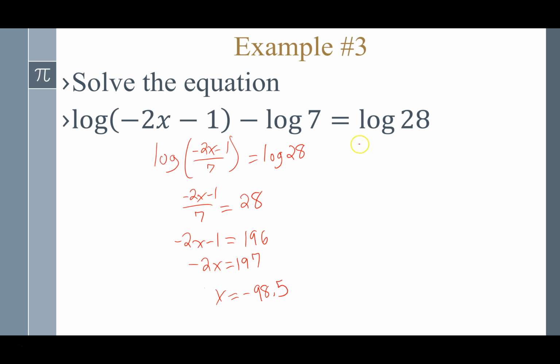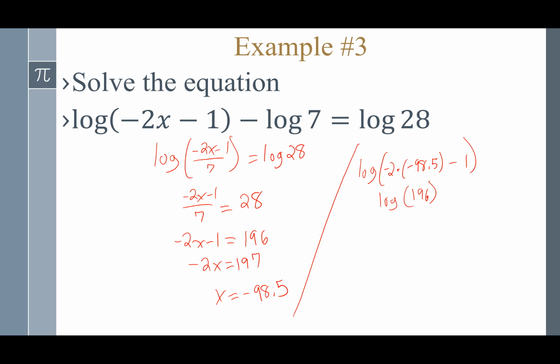Again, always plug back in just to make sure it makes logical sense with the logarithm. So log of -2 times -98.5 minus 1. And this becomes log, well, negative times a negative is a positive 197, minus 1 is 196. And if we condense that by dividing by 7, you'll get 28, and we're okay. The key really is making sure the inside of the log is not negative or 0. Assuming your algebra is all solved correctly, you don't make a simple adding or subtracting mistake, or multiplying or dividing, then you can pretty much trust that once it's log of a positive, you're okay.